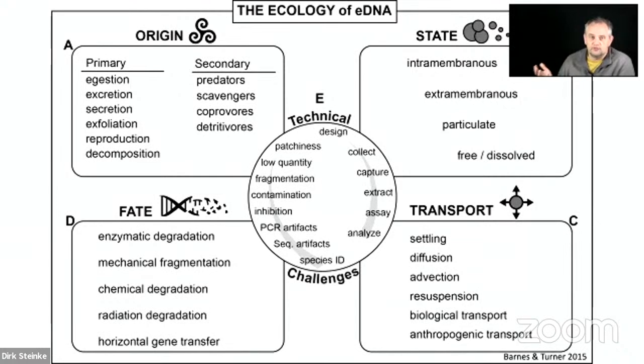And then, as I said before, we look at how it's transported within the environment. Is it settling somewhere within a sediment? Is it diffusing to other places? Advection, resuspension, so resuspending DNA out of, for example, the sediment in a river, which is constantly moved around. There's still some biological transport going on, or anthropogenic, so human transport, so we inadvertently probably transport eDNA further than it would be in a natural way.